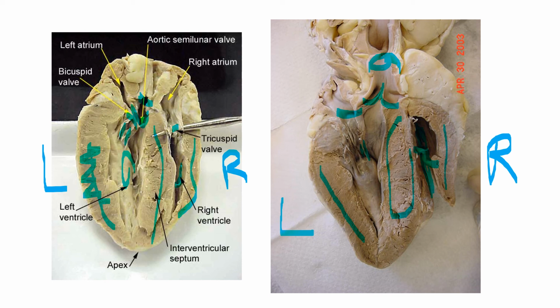Here is the right AV valve, also known as the tricuspid valve, and this space superior to it would be the right atrium. And this space superior to the left AV valve would be the left atrium. And down here, the most narrow point, the pointiest part, is the apex. The widest part of the heart is considered the base.